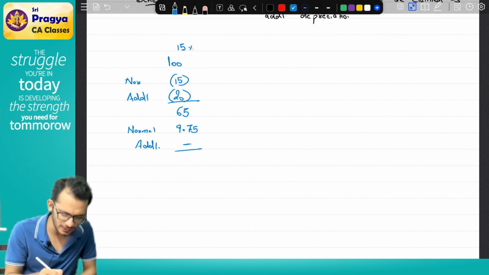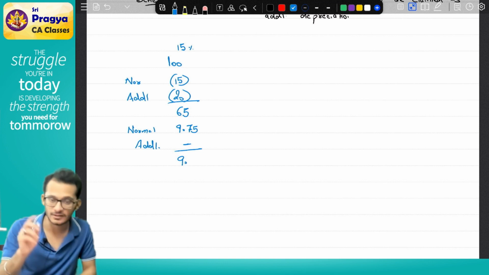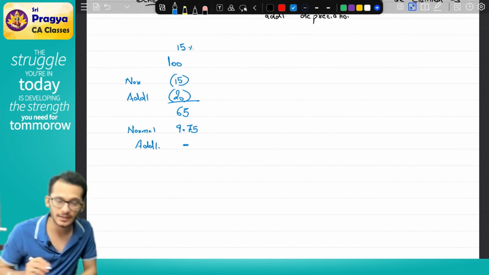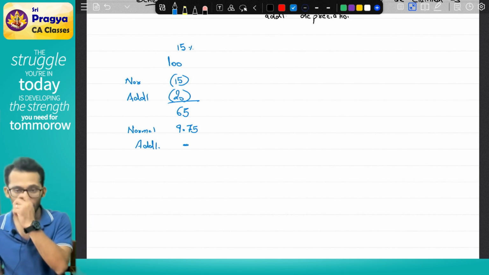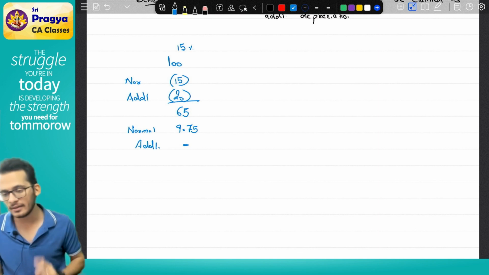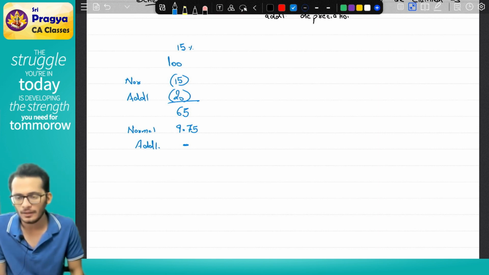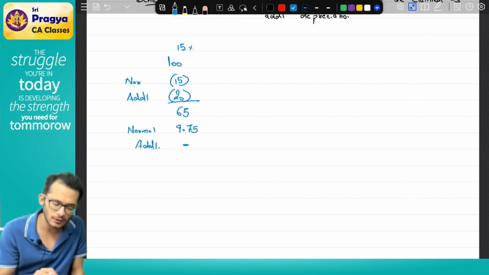Rahul, why am I not getting additional? First of all, you have already got it in the first year. Second of all, it is not new plant and machinery anymore. I can only give it to you for new plant and machinery. The moment you used it in the first year, it automatically became not new. Yes or no? Yes.